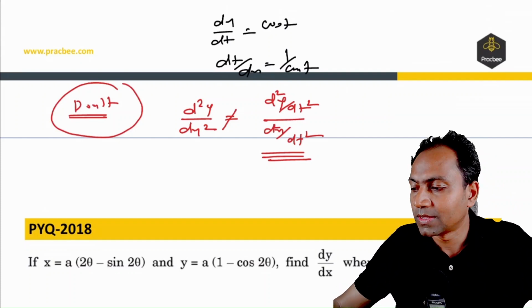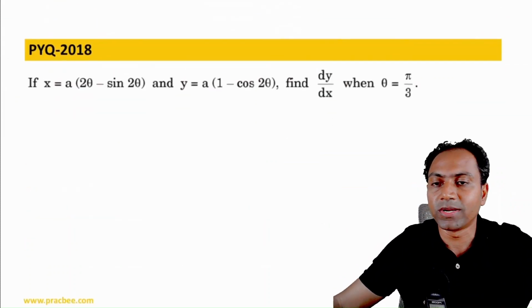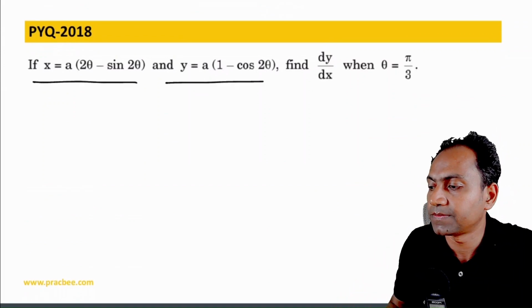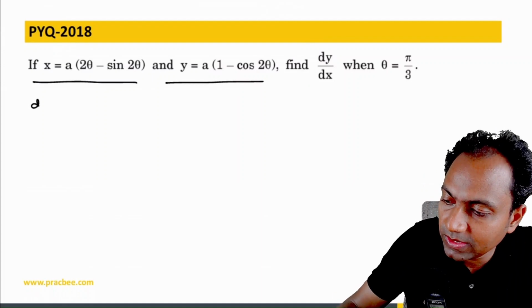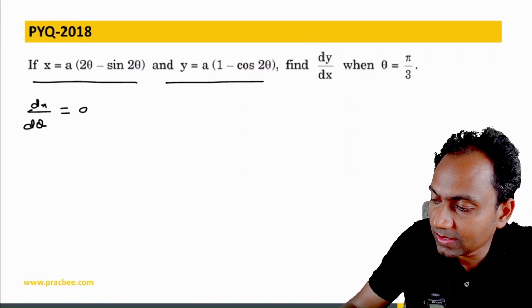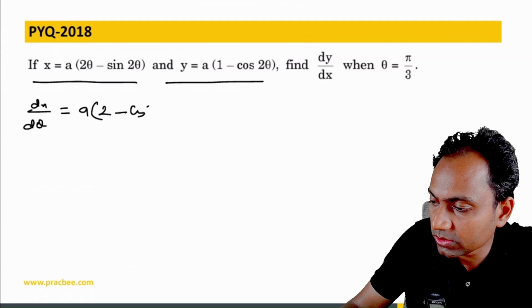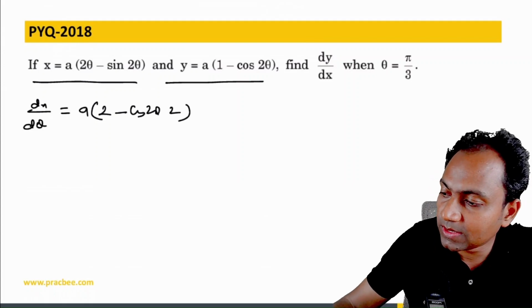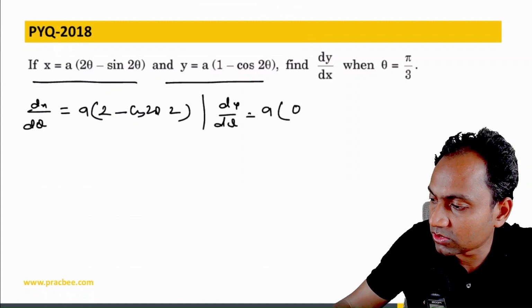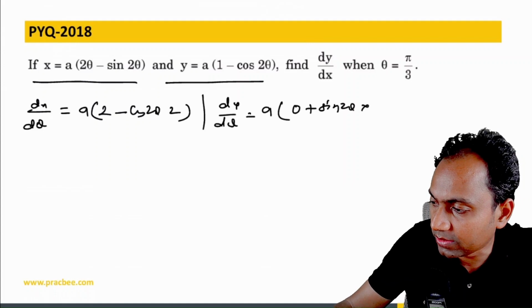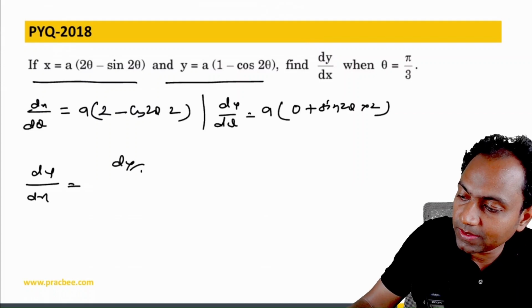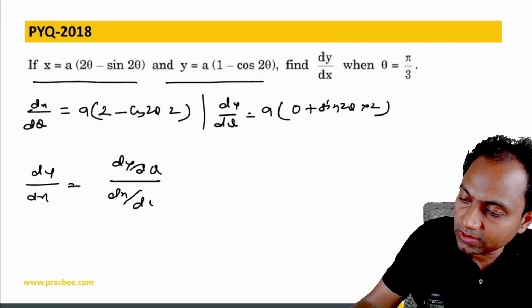If I move further, now let us see what kind of question JEE asks us. So in 2018, there was this question. You can see that both x and y are given in terms of a parameter here. So what we can do in this question is find the value of dx by d theta. If I do that, it comes out to be a times 2 minus cos 2 theta into 2. Similarly, we can find the value of dy by d theta. If I do this, it becomes a times, this differentiation is 0, plus sin 2 theta into 2. And then if I want to find the value of dy by dx, it is nothing but dy by d theta divided by dx by d theta. This is what we can do.